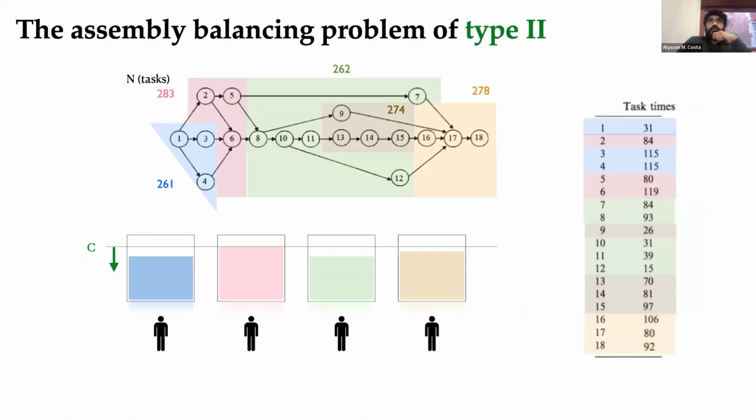Here's an example of a solution. So I assign these blue tasks to this machine, these pink tasks to this machine, and so on. I'm dealing with the problem of type 2 here. So I have 4 workers, and I want to minimize the cycle time.